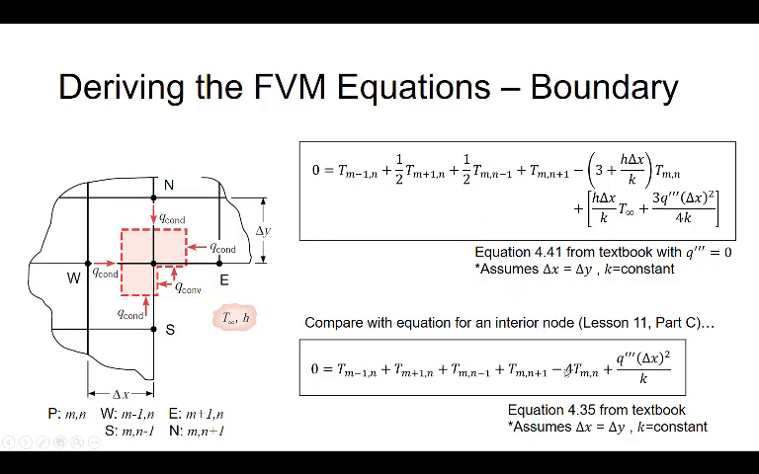In the interior node, 4 times the nodal temperature T sub P, or T sub m,n, is subtracted from the equation. Here on the boundary node, we subtract 3, plus an additional subtraction associated with the convection heat transfer. Finally, we note that because of the convection heat transfer, there is an additional constant term associated with the T infinity. This is not present in the equation for the interior node because there is no convection heat transfer here.